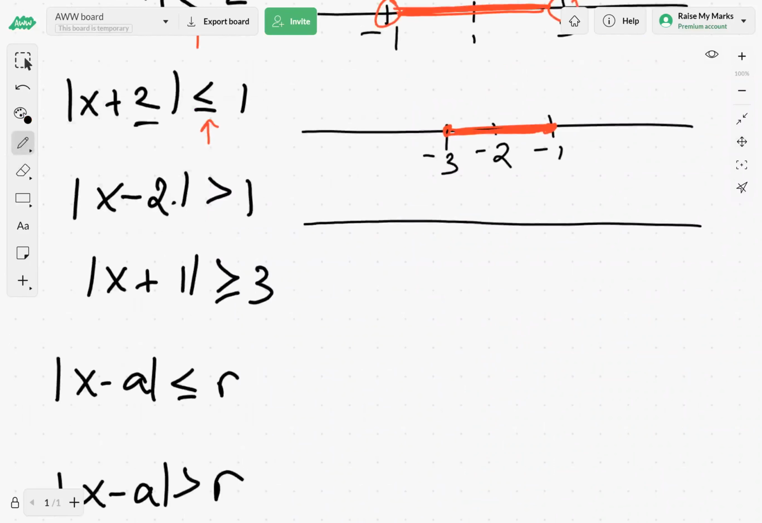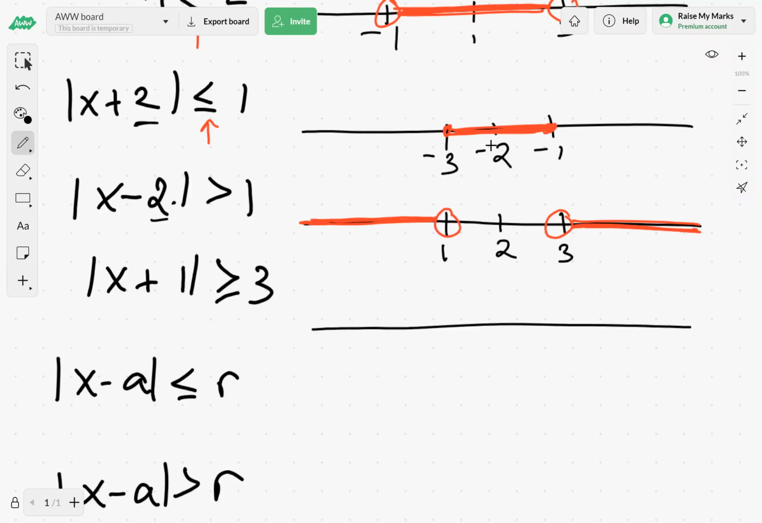All right, so we're centered at 2. We're going to go 1 unit above 2 and 1 unit below 2. We have a strict inequality, so we're going to put open circles at the endpoints. And in this case, our absolute value is greater than 1, so we're going to shade in the number line less than 1 and the number line greater than 3. All right, let's do one more.